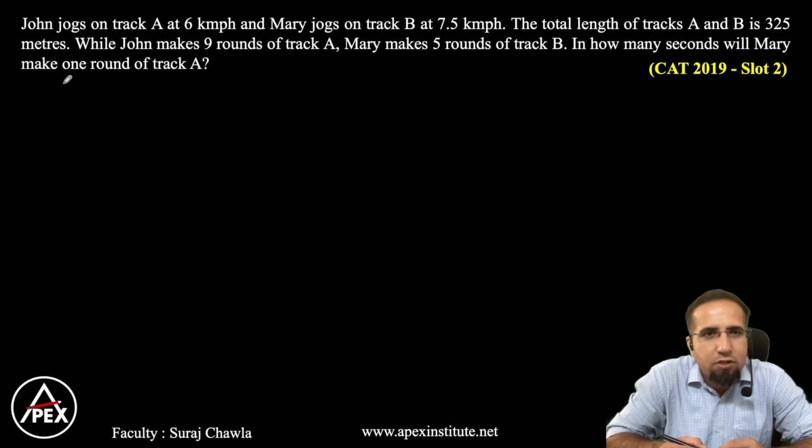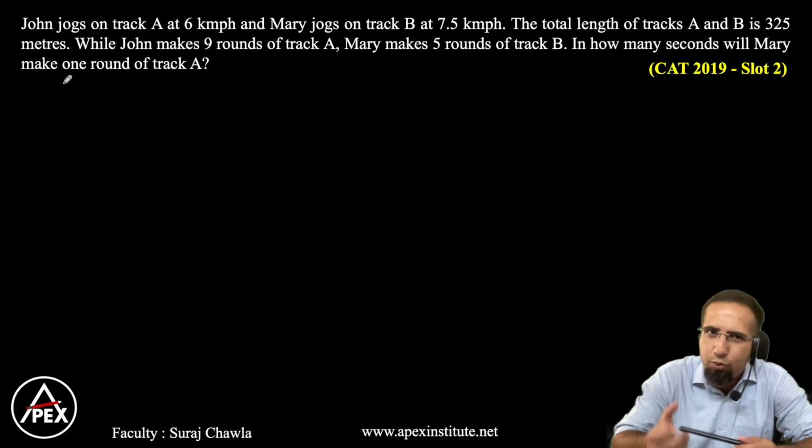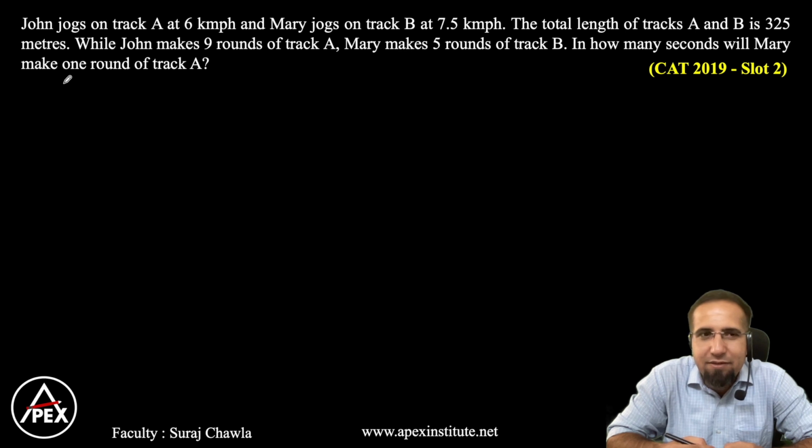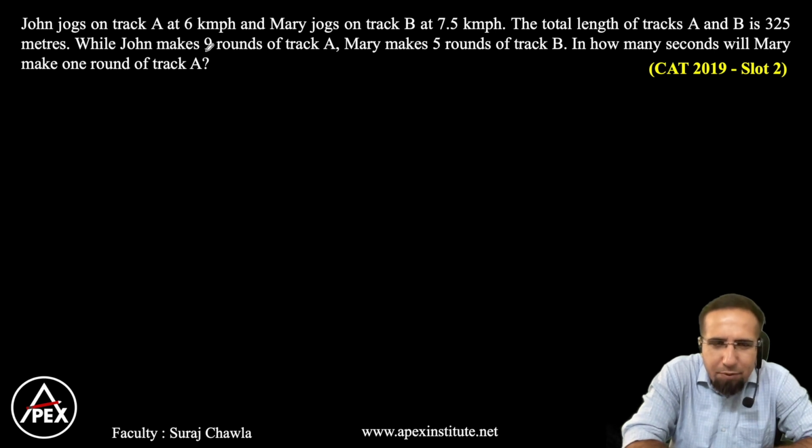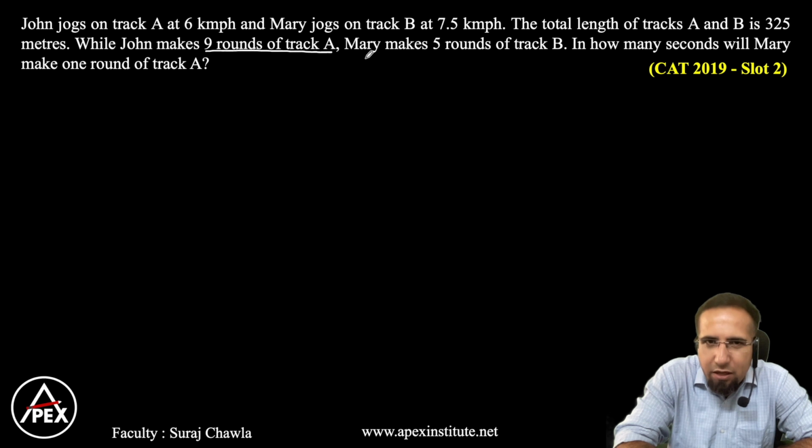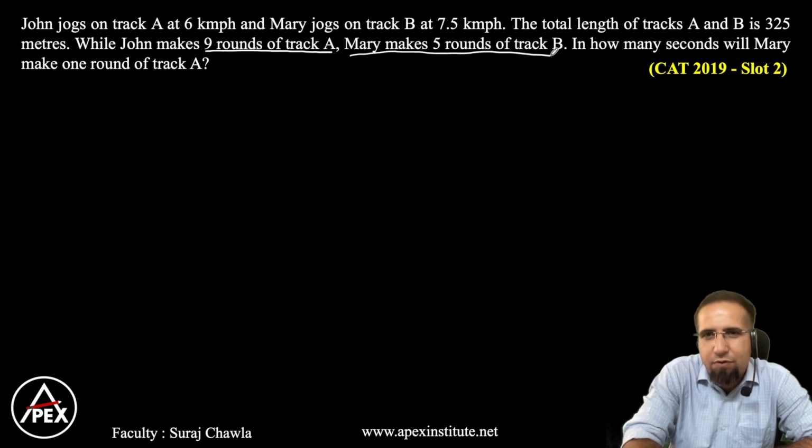Now, John jogs on track A at 6 kilometers an hour and Mary jogs at 7.5 kilometers an hour on track B. So there are two tracks. The length of tracks A and B is 325. While John makes 9 rounds of track A, that means the time in which John makes 9 rounds of track A, in the same time Mary makes 5 rounds of track B.